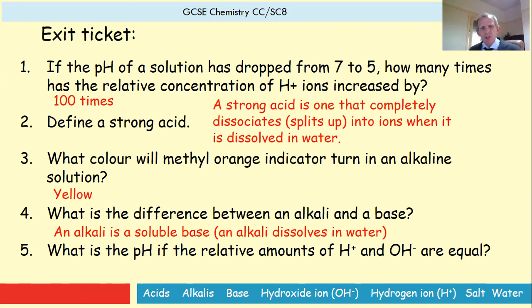And what is the pH if the relative amounts of hydrogen and hydroxide ions are equal? Hopefully, guys, you can remember back to that slide where I had those two triangles, the red and the blue triangle, and we were discussing the relative concentrations of hydrogen and hydroxide ions. And you can know that when you've got equal numbers, they kind of neutralize one another. They have a neutral pH, or that is also known as a pH of 7.